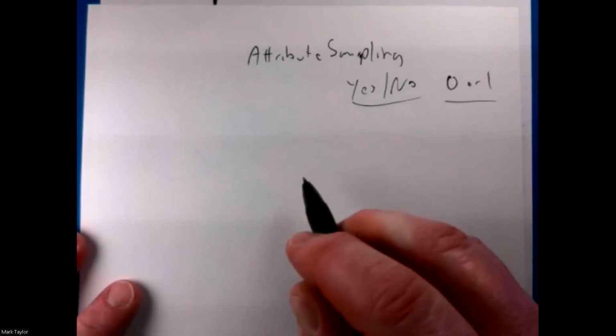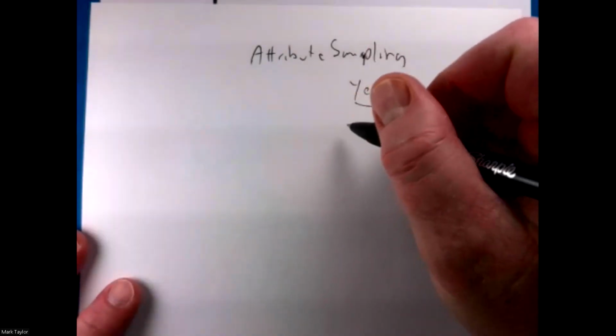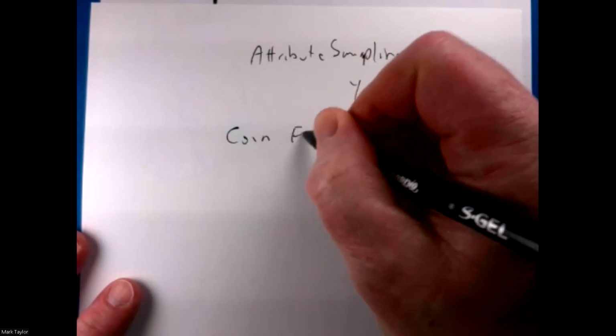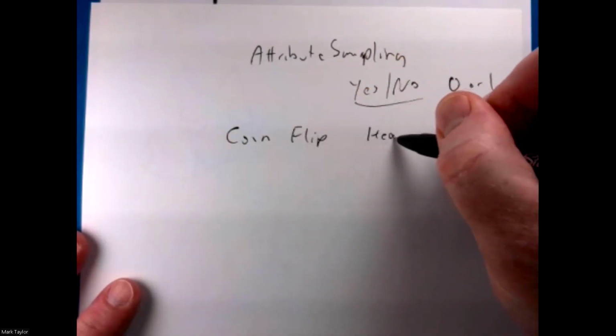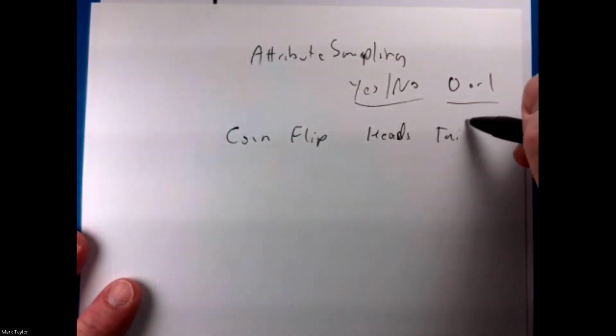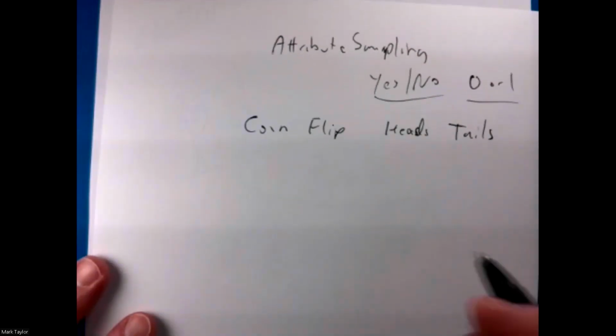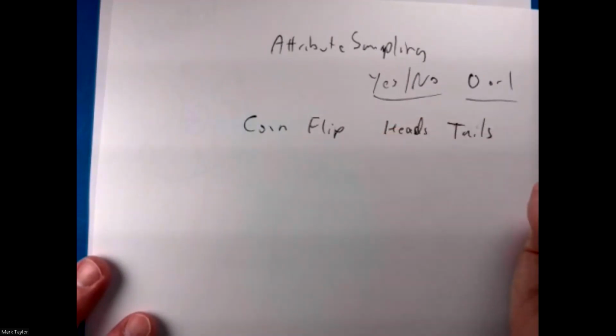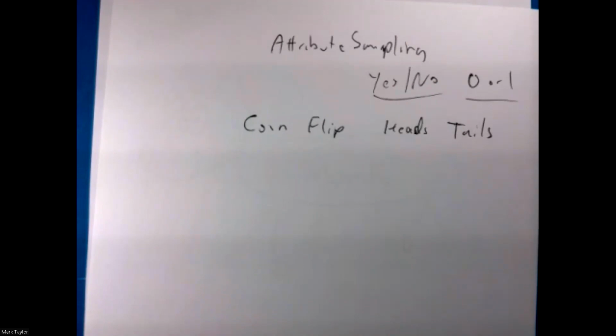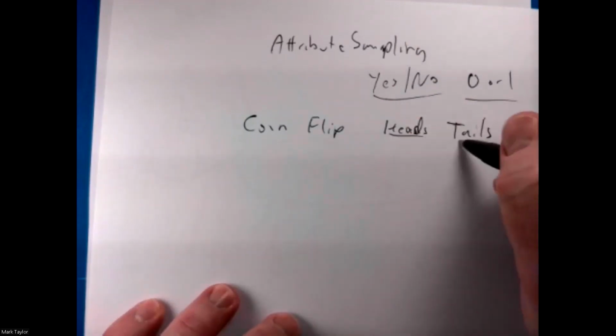So attribute sampling. These are yes/no tests, and they're a binomial. It's sort of like a 0 or 1. So it's sort of like flipping a coin. You can go up with heads or tails. And if you actually do the math for this, it gets kind of tricky pretty quickly, if you do it the way that they want you to.